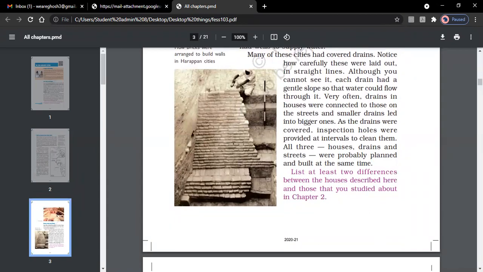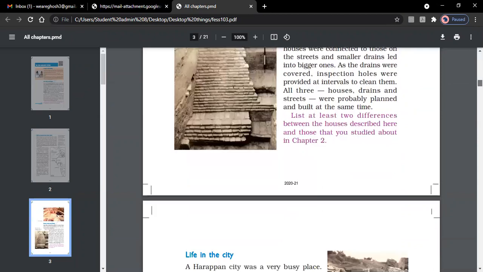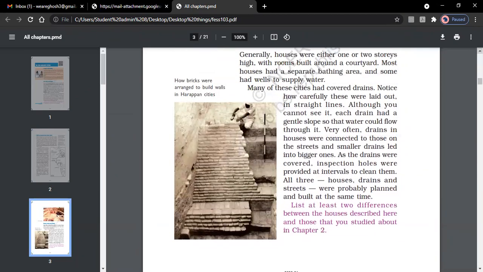Here you can see the speciality of the houses. The houses were either one or two stories high, with rooms built around a courtyard, and most houses had a separate bathing area. So the question is: how were the houses made in the Harappan cities? The first paragraph is your answer.